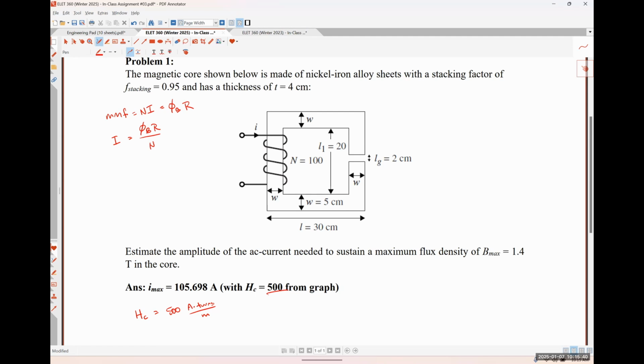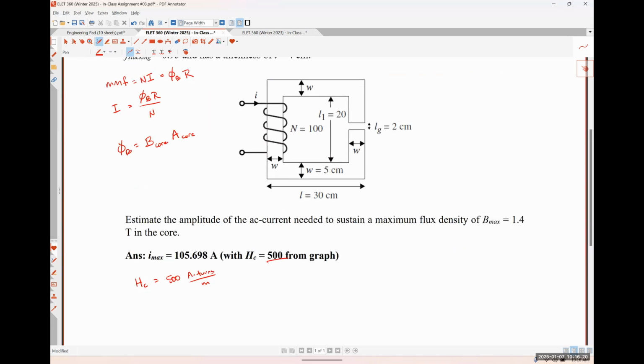Okay. So then that begs the question of how do we find phi B? How do we find reluctance? And how do we find N? Well, N is 100, it's given to us, so we don't have to do any work for that at all. What about phi B? Exactly right. Okay. So phi B, our flux, is just our B field in our core times the area of our core.